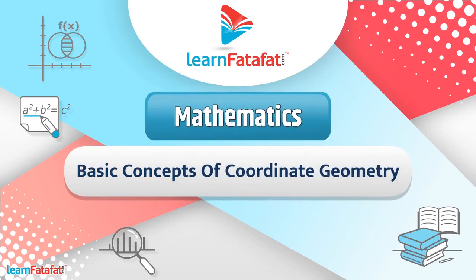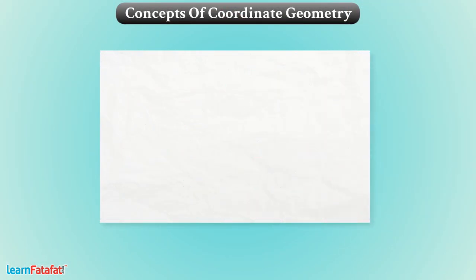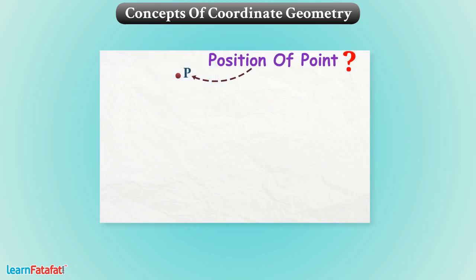Today we will learn some basic concepts of coordinate geometry. Look at this rectangular sheet of paper. There is a point P on it. If we want to tell the position of the point on the paper, how can we do so? Think about it.